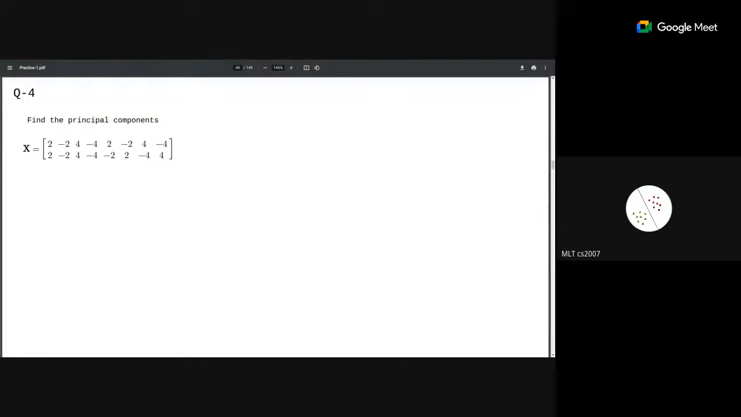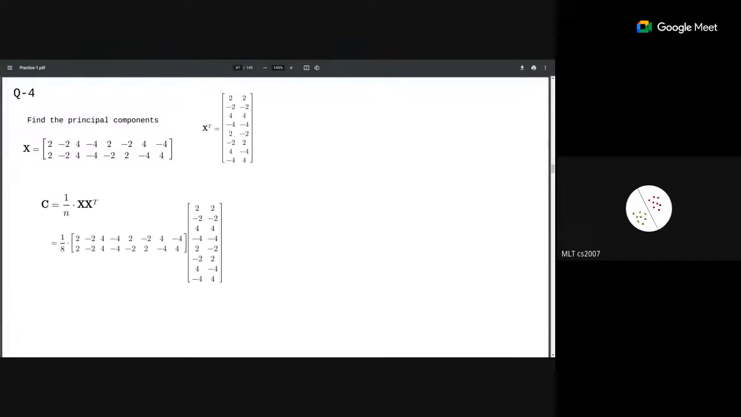Okay, interesting, we'll come to that. You are fairly correct, at least not incorrect. Finding the principal components means finding the eigenvectors of what? The covariance matrix. So we first have to calculate it: 1/n times X X transpose. You have X, you have X transpose, you just plug it in here.